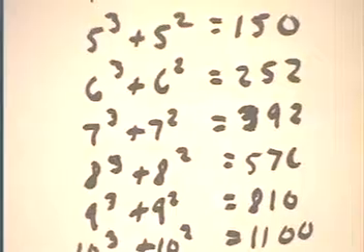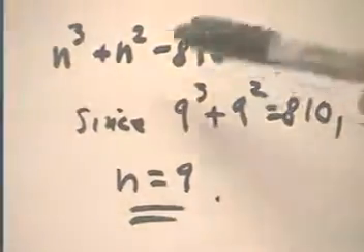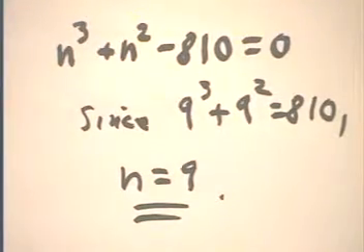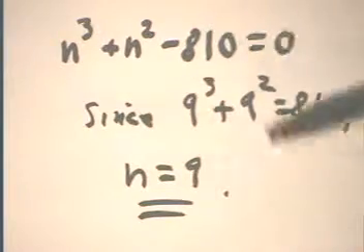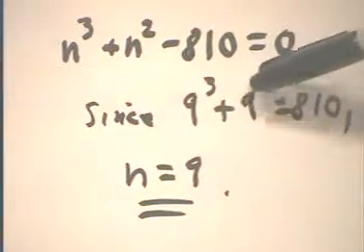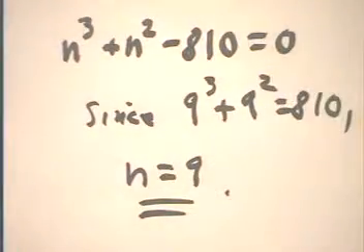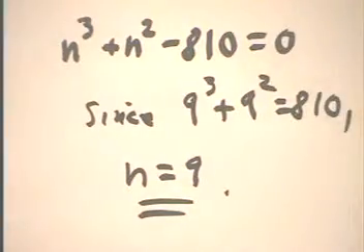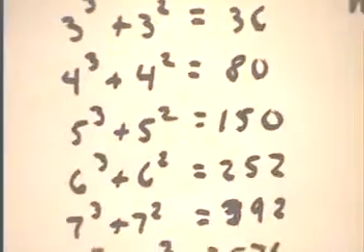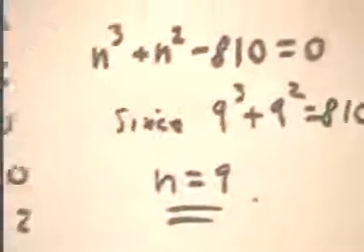Now we're trying to find the n such that n cubed plus n squared minus 810 equals 0. Since 9 cubed plus 9 squared equals 810, if we subtract 810 from both sides, we have 9 cubed plus 9 squared minus 810 equals 0. And we see that n is equal to 9. So n equals 9 is the solution to this equation. We simply use this pattern and notice that we have a line of the pattern that allows us to solve this equation.